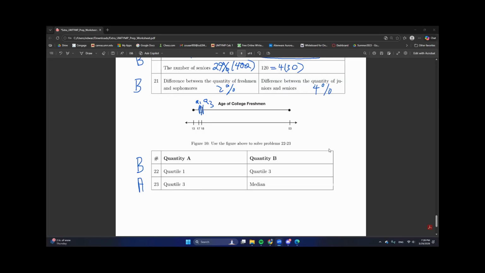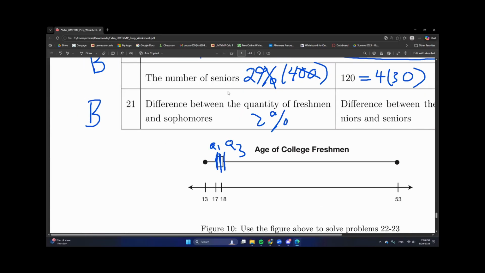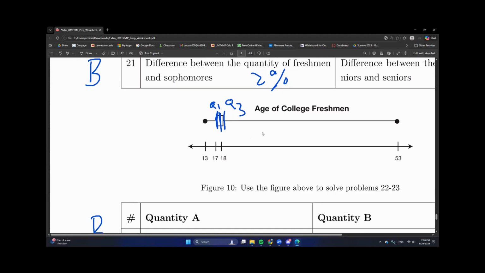It says, okay, let me go to that. Well, the answer should be A. Maybe the questions aren't exactly the same. No, at least it's exactly the same, but it says the answer cannot be determined. The median may be 17 or 18, which would make it less than or equal to quartile 3. Oh, let's see this here. So the median could be 17 or 18.